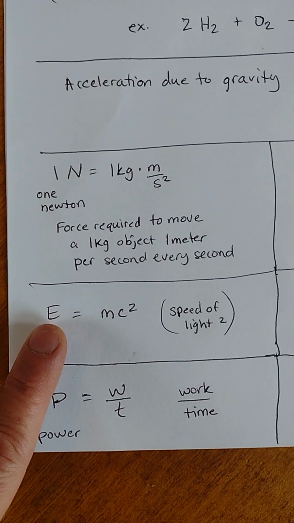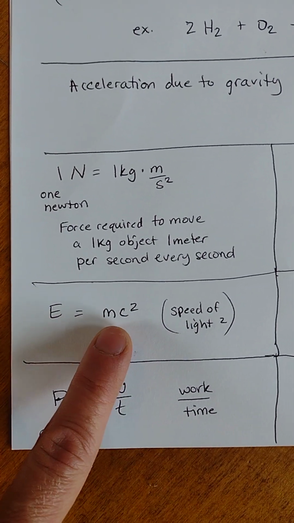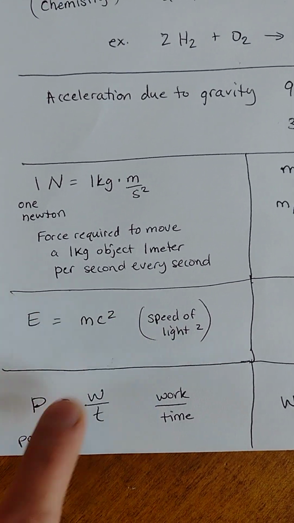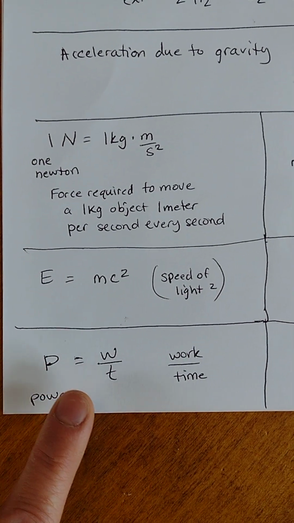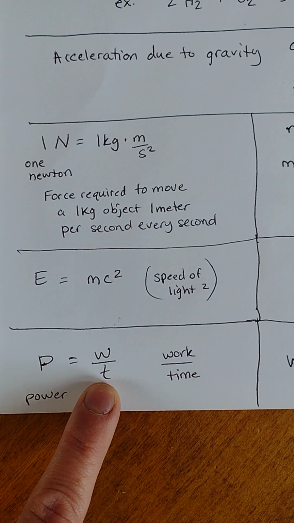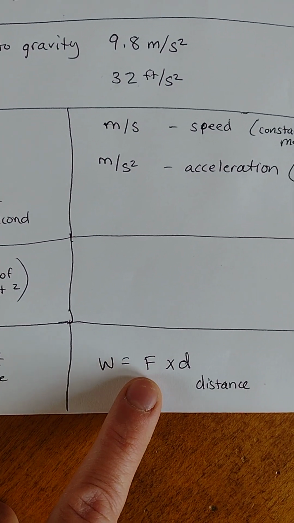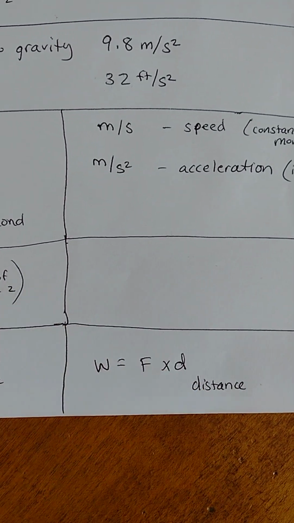E equals mc squared. I'm sure you've heard of this. So this is energy, and this is mass, and then the c squared is the speed of light squared. We have power equals work divided by time, and then we have work equals force times distance.